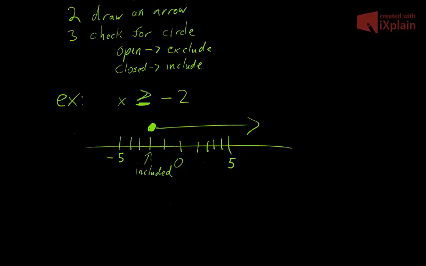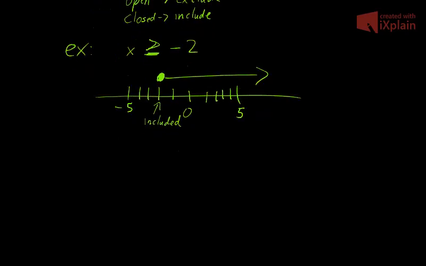I want to real quick go over which signs mean open and which mean closed. We're going to have an open circle anytime we see greater than or less than, or if we see a does not equal sign, which we'll talk about a little bit later. And we'll see a closed circle anytime we see greater than or equal to, less than or equal to, or just equal to. All those mean we want closed circles.